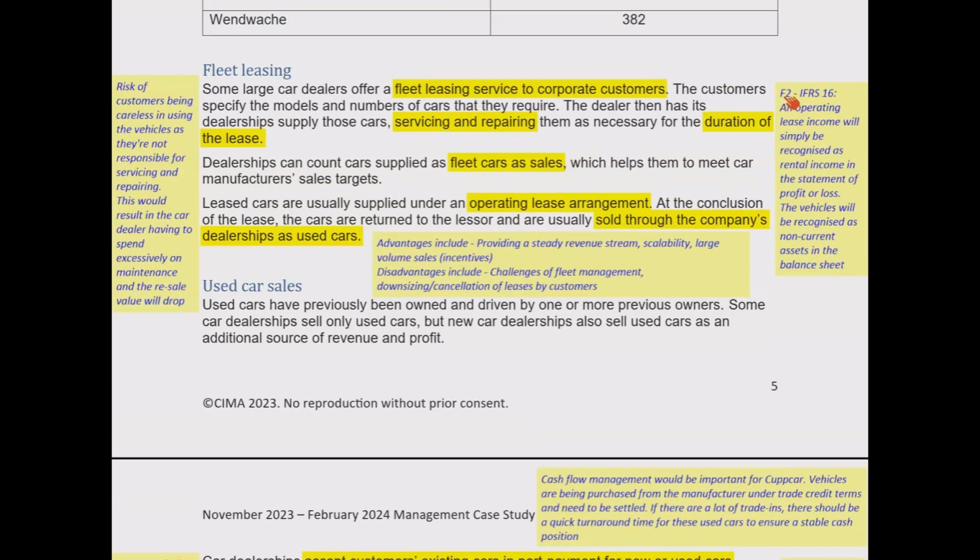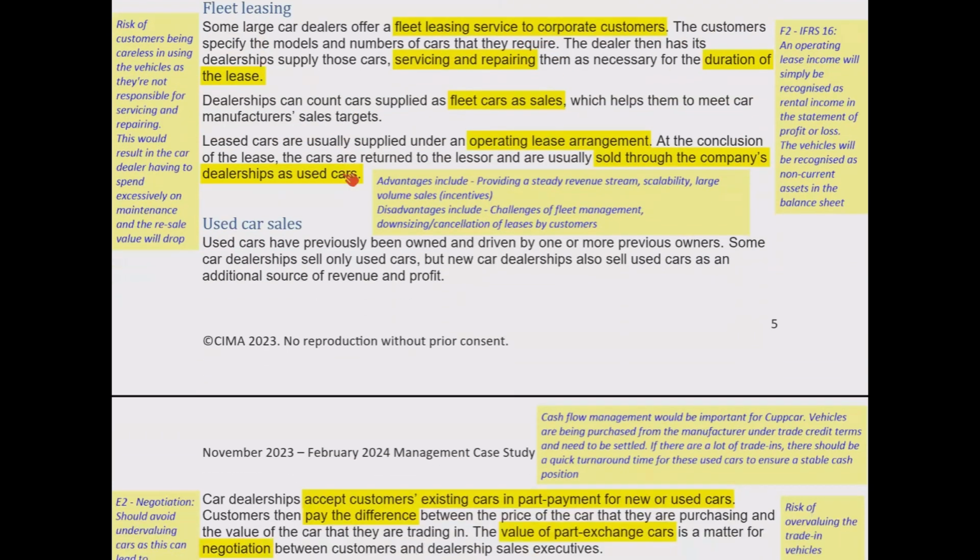Now, just for a moment, F2, this is a leasing agreement, an operating lease arrangement. You need to realize from a lessor's perspective, that's what the dealer is. That's what Cuppcar would be here. They would be a lessor. They would be operating an operating lease agreement, or that's what it says the usual case is.